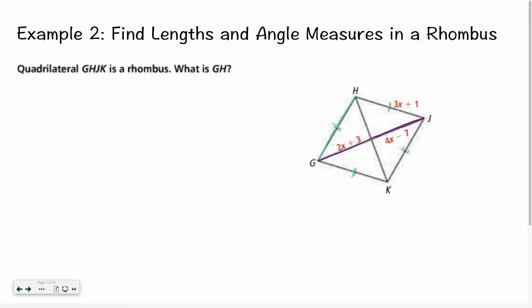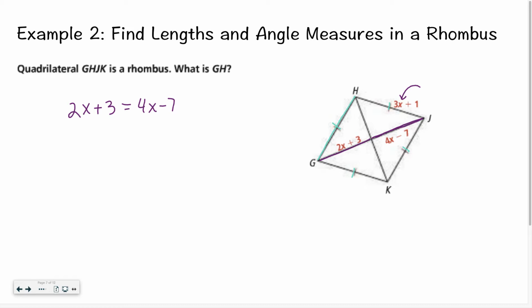So I have a 2x plus 3 for one of them, my apologies, so I can say 2x plus 3 equals 4x minus 7. The reason I'm going to do that is then once I solve that, I'll have an x value, and I can plug it into this expression over here to find the length of a side. And all of the sides are congruent on a rhombus, so I know that'll be the measure of GH.